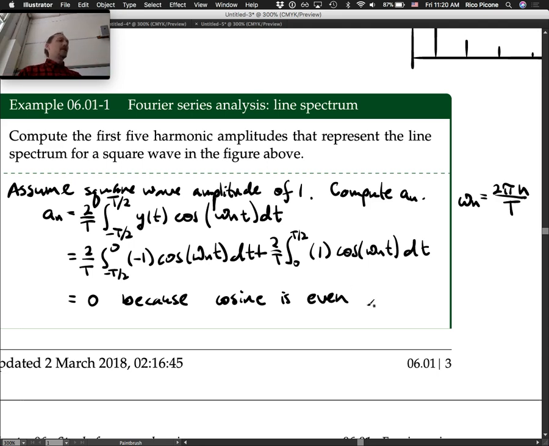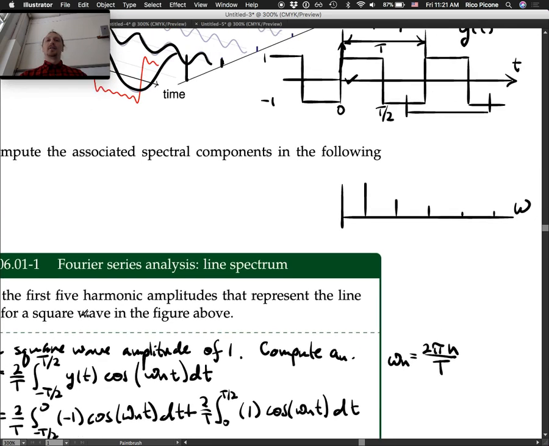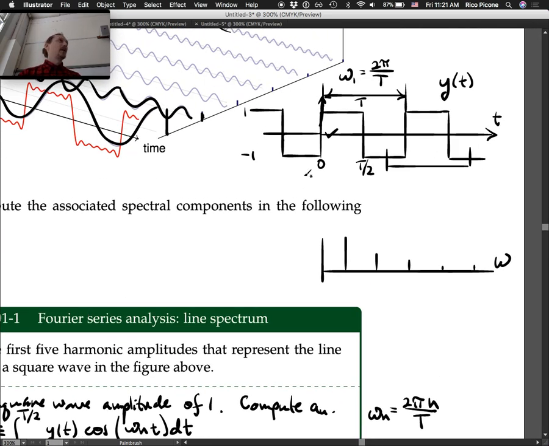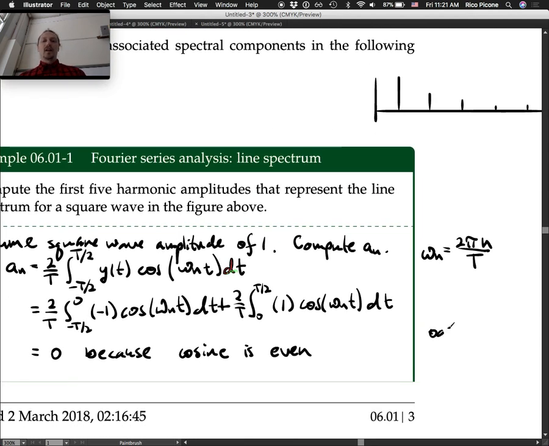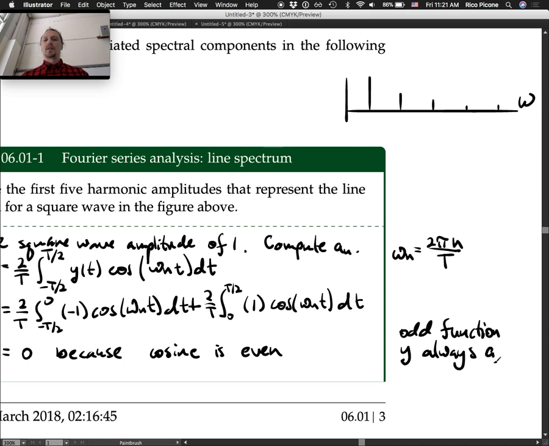If you have an even function, because cosine's even, this came out to be 0. But the original function is an odd function, okay? An odd function y always gives an equals 0. That is a nice little shortcut.